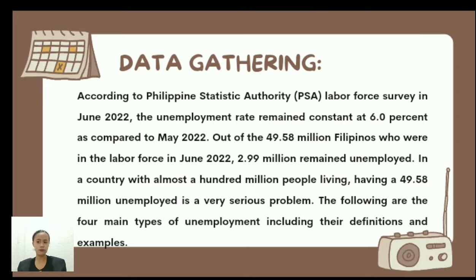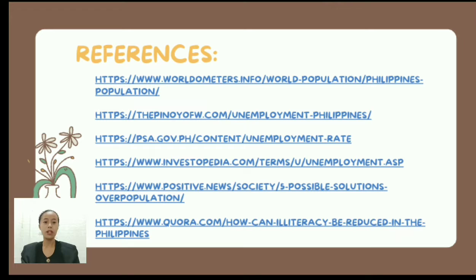Out of the 49.58 million Filipinos who were in the labor force in June 2022, 2.99 million remain unemployed. In a country with almost 100 million people, having that many unemployed is a very serious problem. The following are the 4 main types of unemployment, including their definitions and examples. But first, we will provide our references for the data that we gathered.